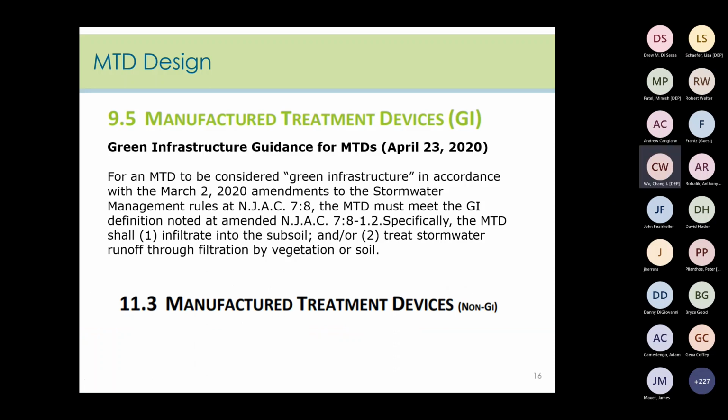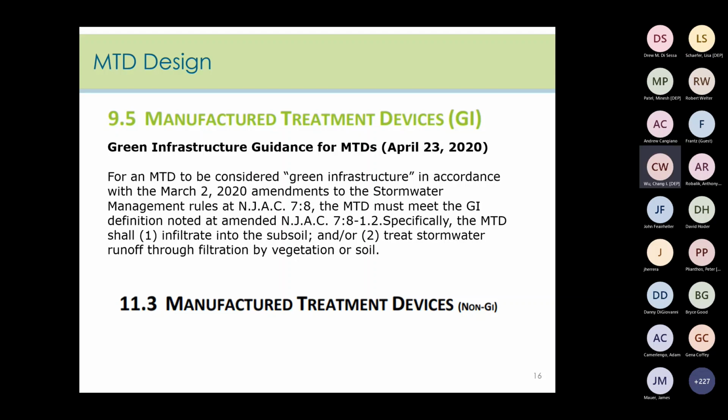Under the current stormwater management rules, there are two major categories of MTD. One is the GI MTD, and the other one is the non-GI MTD. By definition, a GI MTD shall infiltrate runoff into subsoil, or treat stormwater runoff through infiltration by vegetation or soil. An MTD that uses a biofiltration media and can be configured above ground and incorporate a tree box, planter box, or shrub, for example, will meet the GI MTD definition.